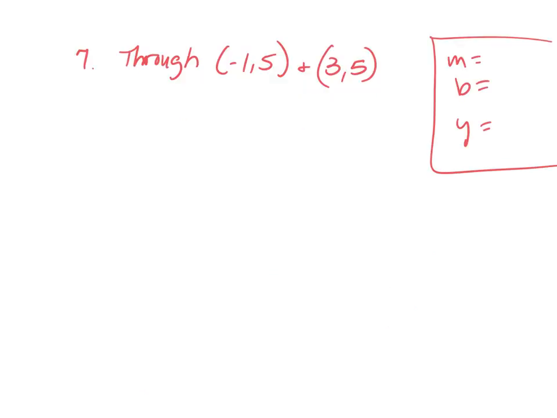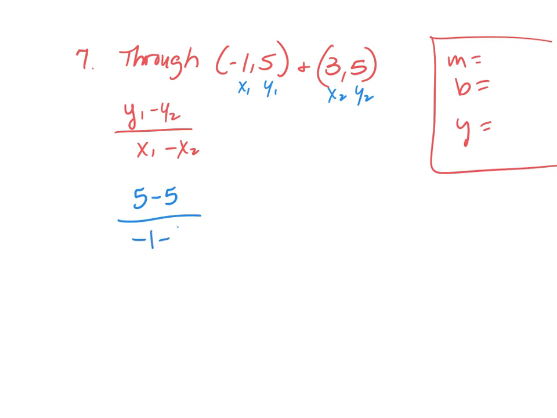Okay, so we need slope and y-intercept. In order to find the slope, we can use the formula that I taught you a week or two ago, which is y1 minus y2 over x1 minus x2. What I'm going to do is make this the first point, and this the second point, okay? And then we just plug it in. So 5 minus 5 over -1 minus 3, which is 0 over -4. So the slope is 0, okay?